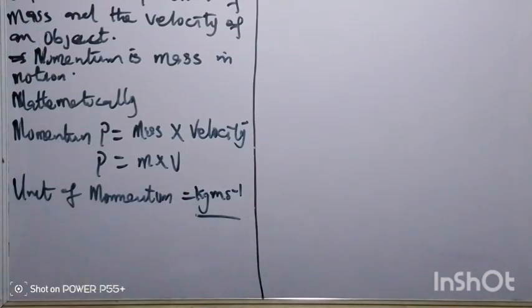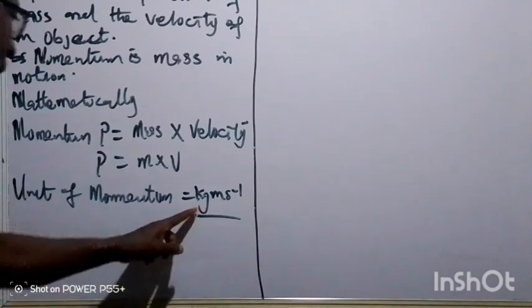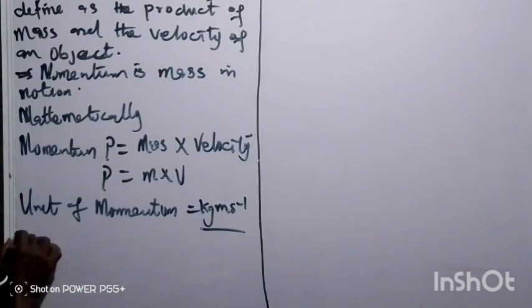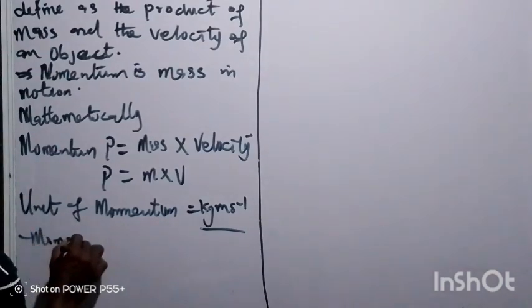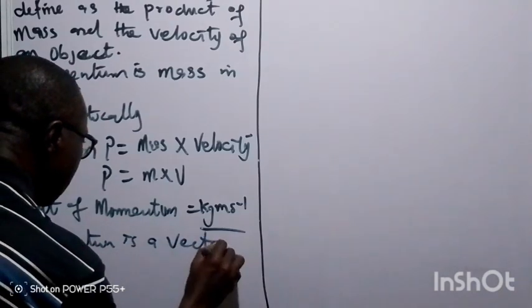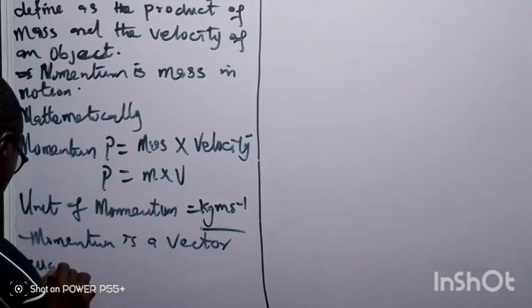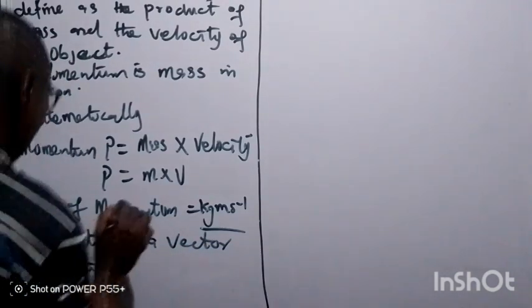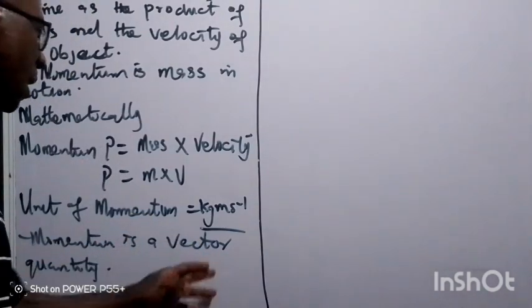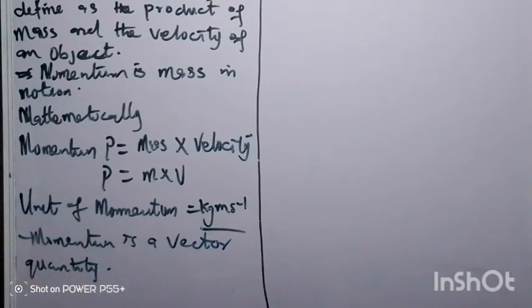Momentum is one of the quantities that have basic units directly as its own unit, that is kilogram, meter, and second. Momentum is a vector quantity. And don't forget, when you say vector quantity, it has both magnitude and follows a specific direction.